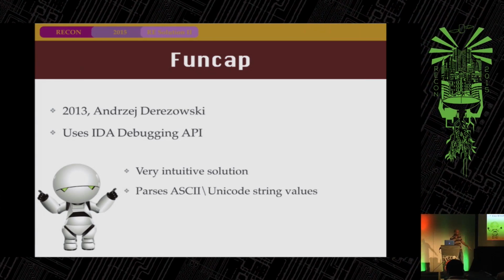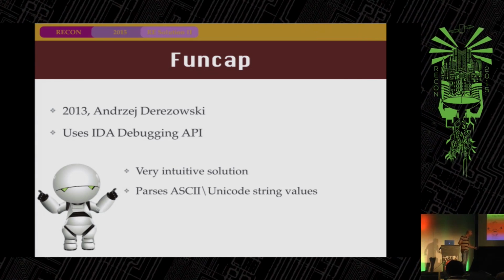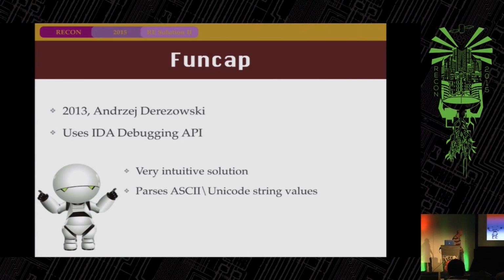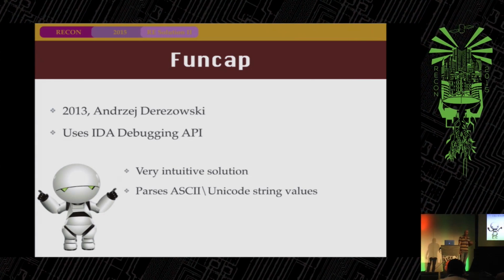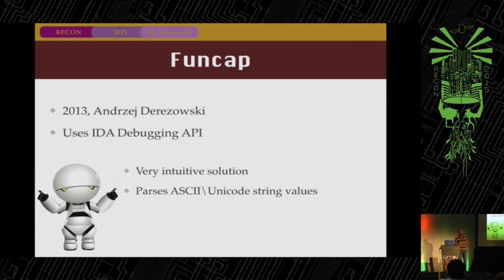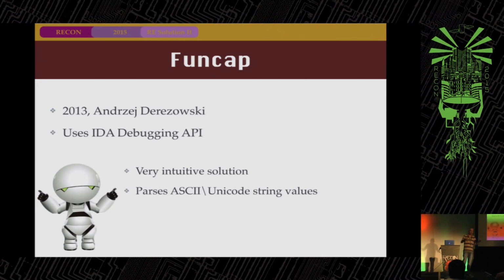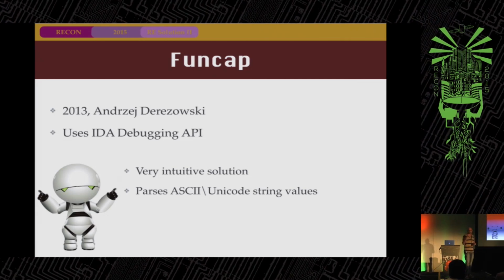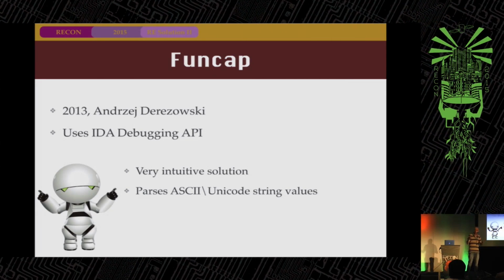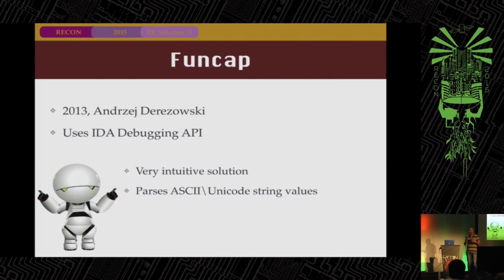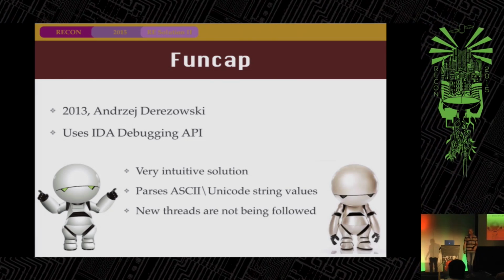And another thing it does, it takes a step forward and tries to look at those arguments and see if they might be ASCII or Unicode strings. And if they are, it just places the ASCII strings inside your IDB. So all of a sudden, inside your IDB, you see all kinds of registry keys and IP addresses, and that's really cool. That's really a nice thing to have.